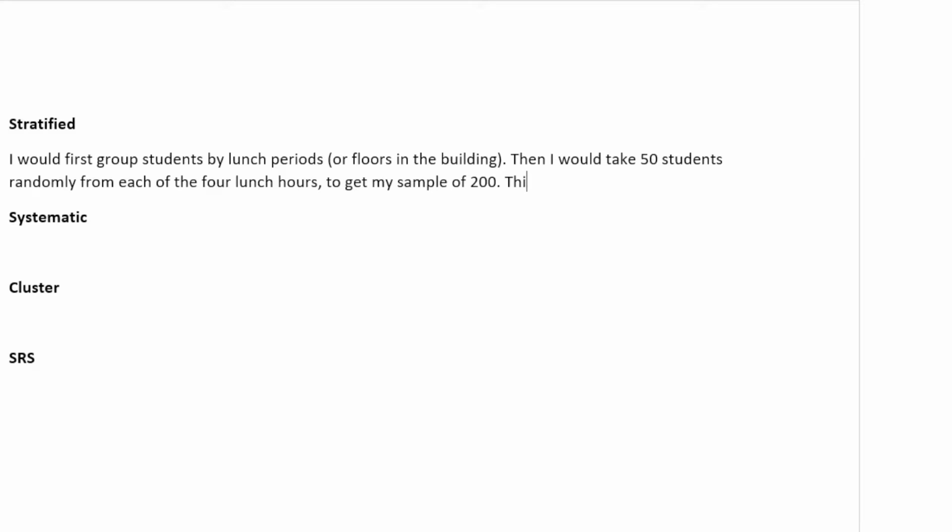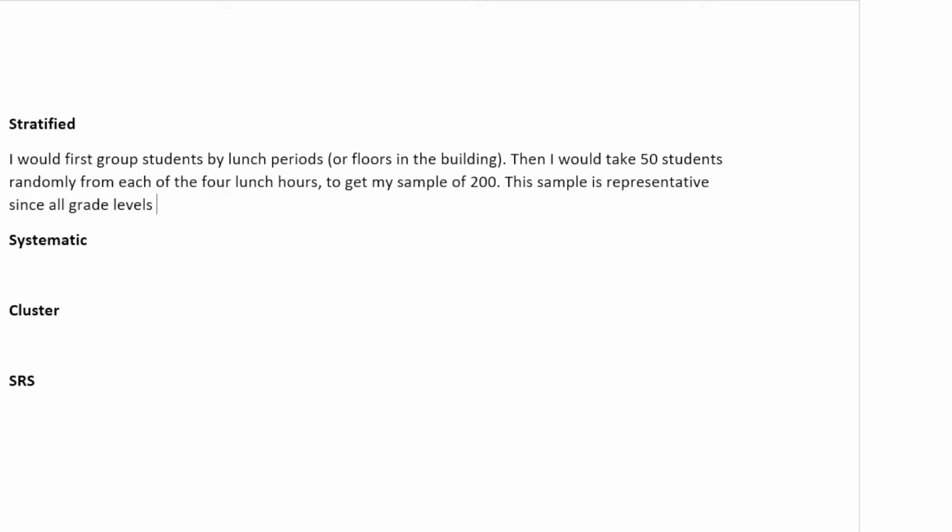So this sample is representative since all grade levels. I'm trying to think; we could be super specific here. If you were doing a formal statistical study, you'd want to explain all grade levels, including all demographics, and so on. But I'm cool as long as you give me that all grade levels are included. So all grade levels and all other demographics are equally likely to be in any lunch period.